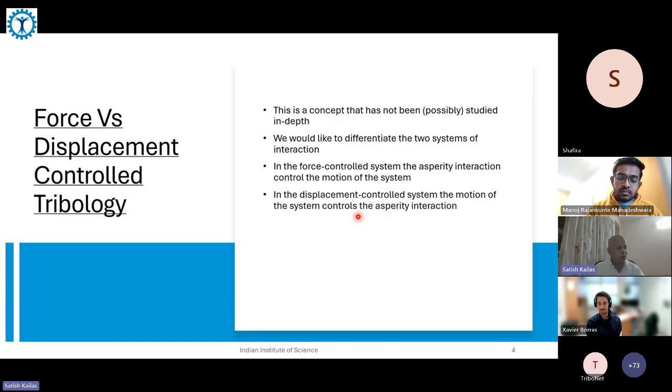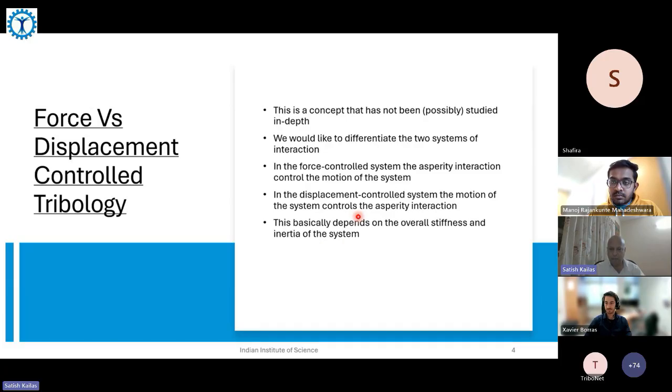And of course, if we have a random surface, the stick-slip phenomena may be less pronounced, but in any tribological system, even if you start with a random surface and if you have boundary contact, your surfaces start to develop a certain lay or certain morphology, which makes it more of what you call a non-random surface. And this basically depends on the overall stiffness and inertia of the system. The larger the stiffness, the more the system becomes displacement controlled. So the larger the inertia of the system with higher stiffness, the more the system becomes displacement controlled.